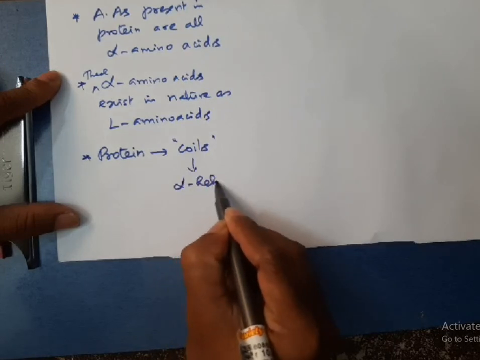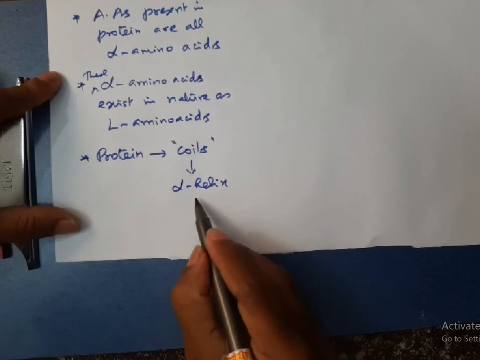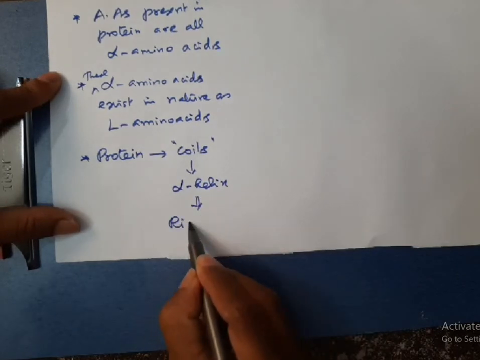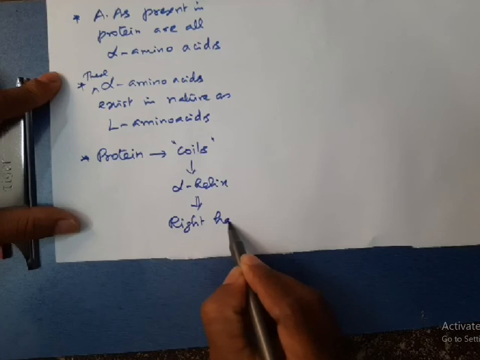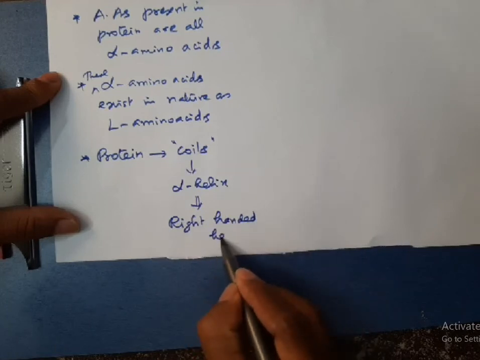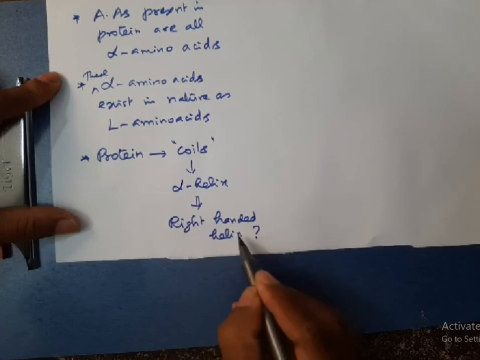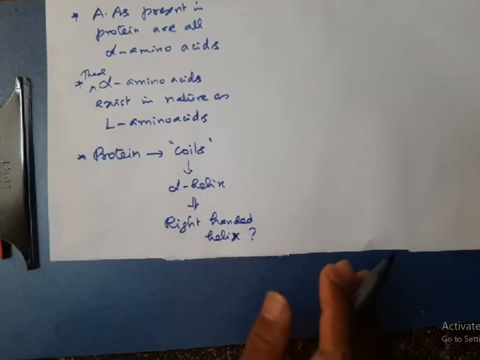Alpha helix. Alpha helix is a right-handed helix. That is very, very important. Alpha helix is a right-handed helix. Why? Why is alpha helix a right-handed helix?